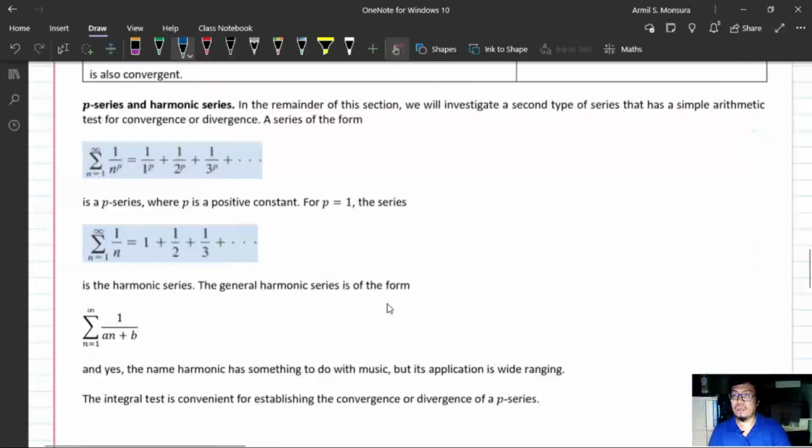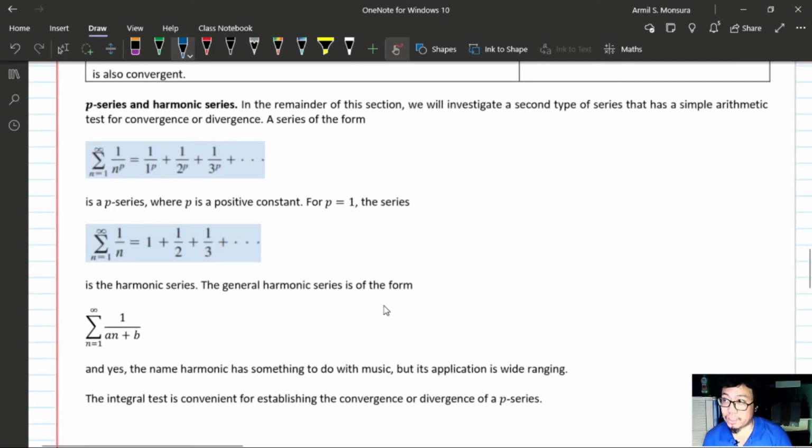Now, let's talk about p-series and harmonic series. In the remainder of this section, we will investigate a second type of series that has a simple arithmetic test for convergence or divergence. A series of the form you can see here is what we call a p-series. It's actually 1 over n raised to p. N is your index, and p is a number from 0 to any number.